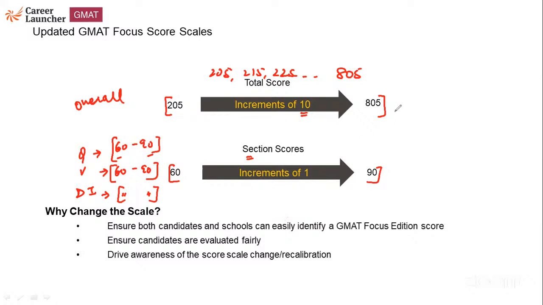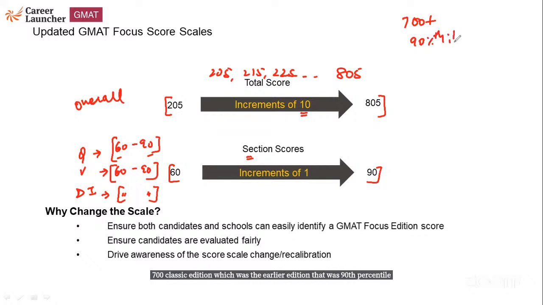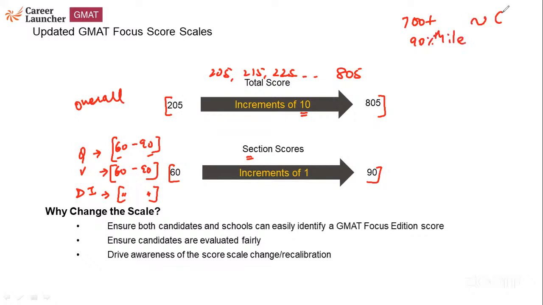Good score. 700 on the classic edition, which was the earlier edition, that was 90th percentile, which is equivalent to a 645 on the focus edition. So if you are targeting a 90th percentile, that is 645 under the focus edition. So that's your target.